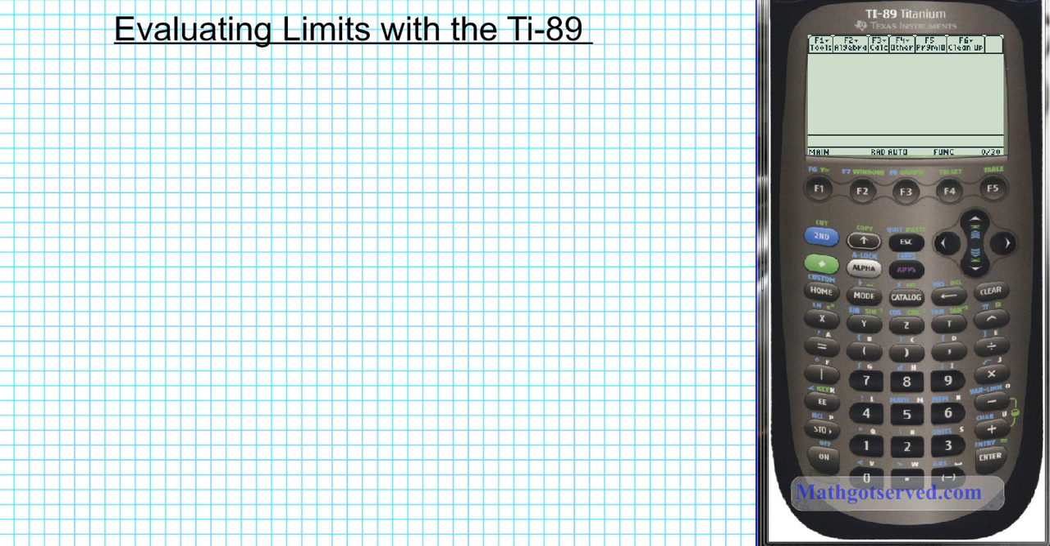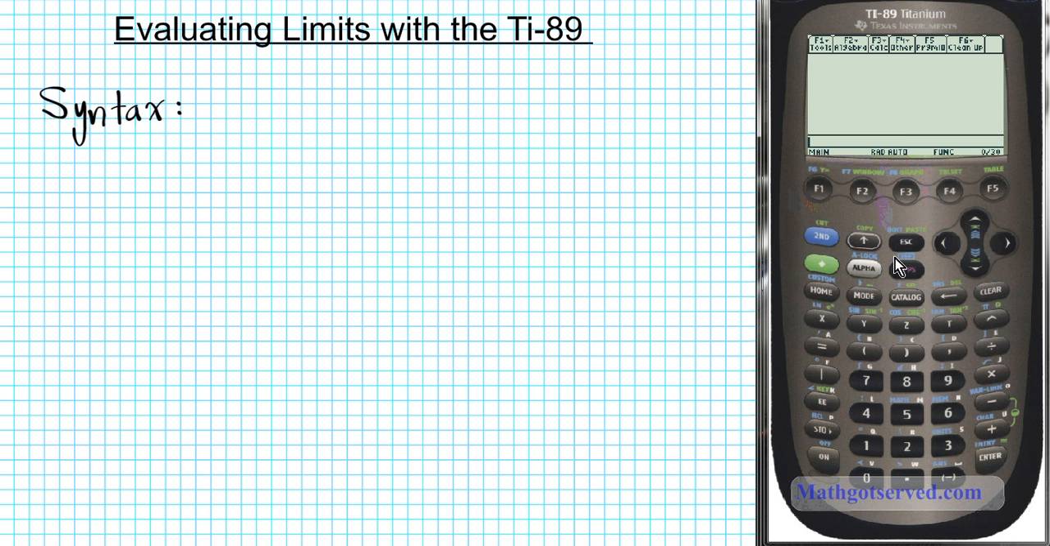All right, so how do we find or evaluate limits using the TI-89 Titanium calculator? The first thing I'd like to talk about is the syntax. How do we communicate the limit that we want to evaluate with the calculator so that it can evaluate it accurately? I'm going to show you a shortcut that you can use to find what the syntax for evaluating limits is with your TI-89 calculator, just in case you forget.